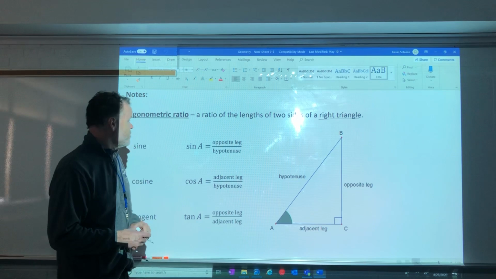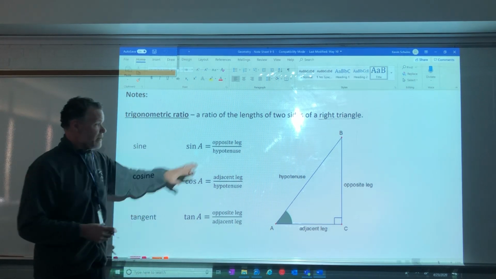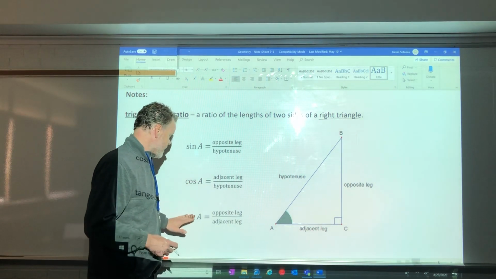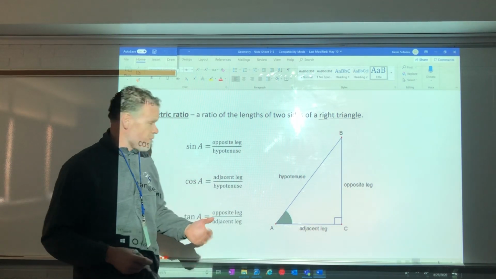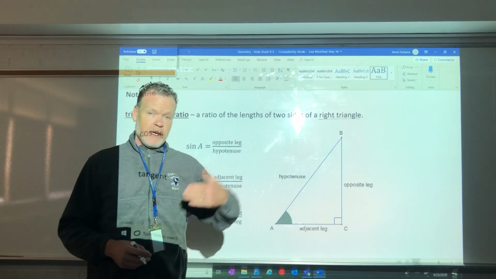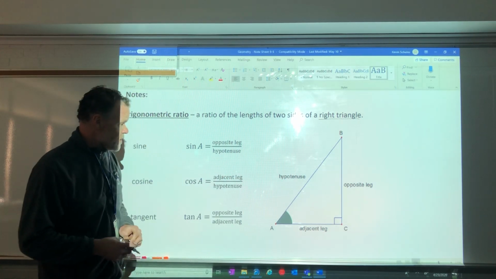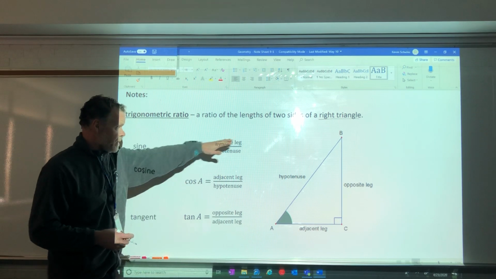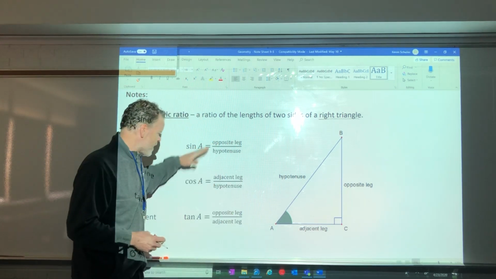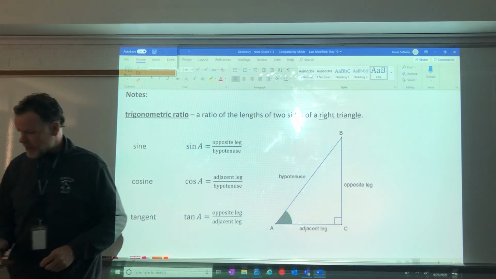But these are your trigonometric ratios, better known as your trig ratios, sine, cosine, and tangent. We're just going to deal with these three. Down the road, you're going to see three called cosecant, secant, and cotangent, which are going to be reciprocals of these. But we're just dealing right now with sine, cosine, and tangent. Okay?